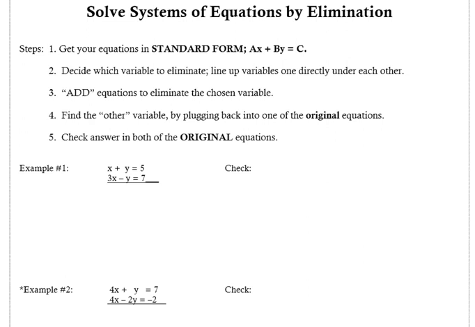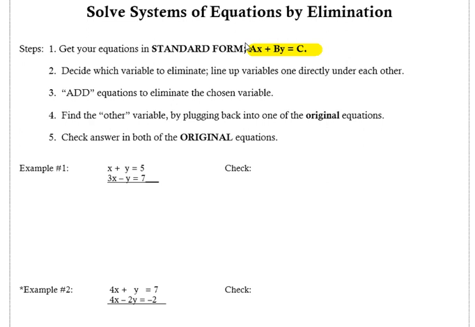Welcome. Today we're going to be discussing solving systems of equations by elimination. So let's look at our notes. Step 1, get your equations in standard form. Now this is a little different from our slope-intercept form. We have our x and y variables on one side and our constant on the other. It looks like, I'll just highlight this area here, ax plus by equals c.